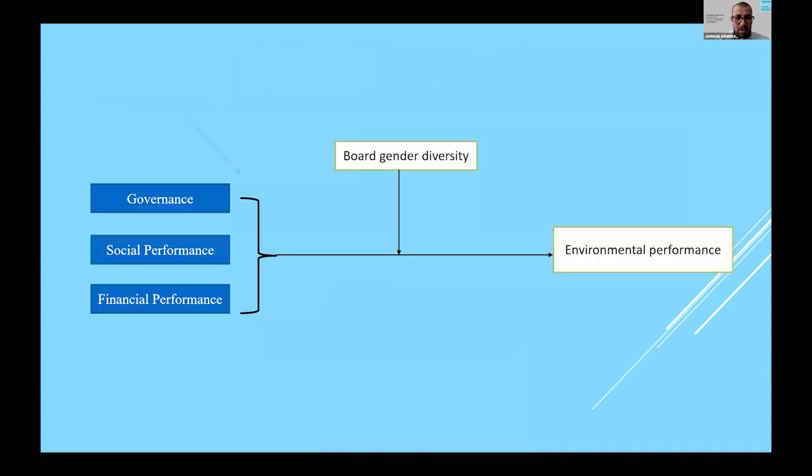So in our research model, we can see the role of board gender diversity. We have three variables: the governance, the social performance, and the financial performance. What is their impact on the environmental performance? That's model number one. In model two, we add the board gender diversity. So when we have board gender diversity as a new variable, what is the impact of the three variables on the environmental performance?